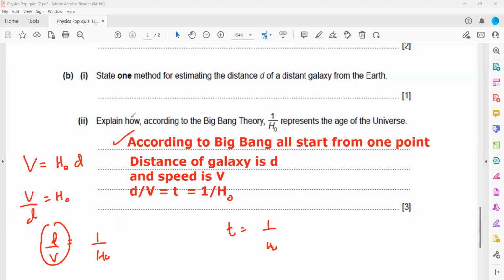One mark for mentioning that according to Big Bang, everything starts from one point, a singularity. Then the distance of the galaxy is d and the speed at which these galaxies are moving is v. So if we take the ratio d over v, we get the time, and that time is equal to the reciprocal of the Hubble's constant, which is also known as the age of the universe.